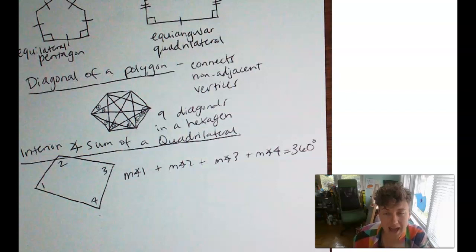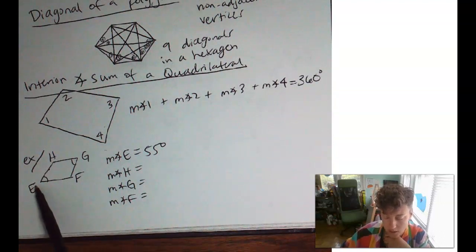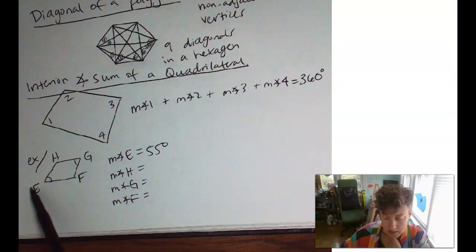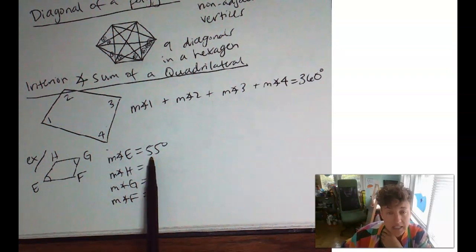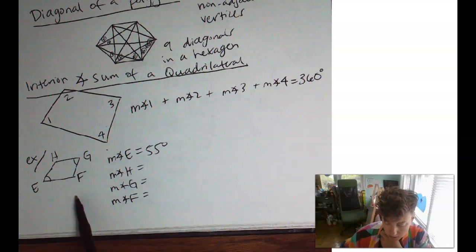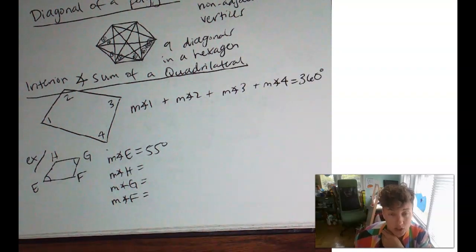Fabulous. I think it's time for some example problems. So here's our first example. We have a quadrilateral, EHGF. We are told that the measure of angle E is 55 degrees. We are told that these two angles are equal to each other.